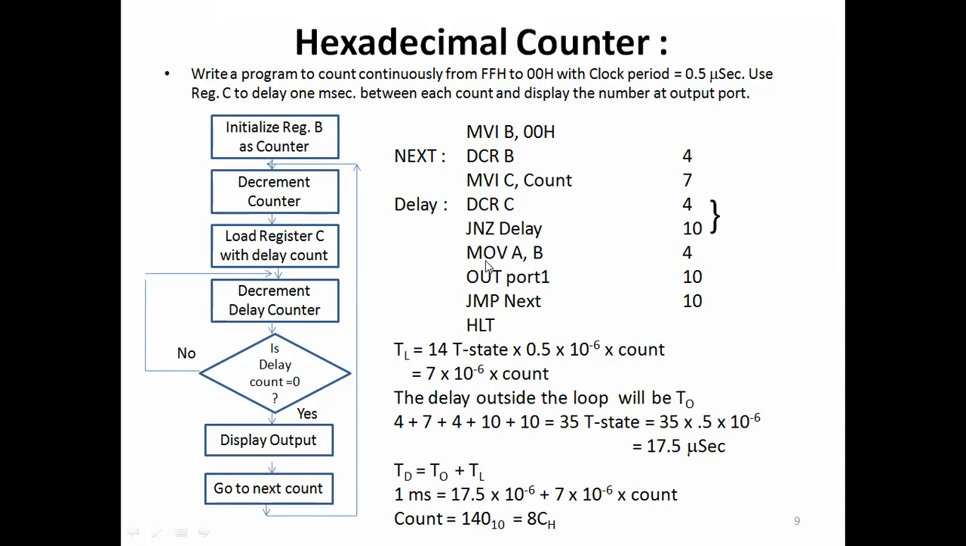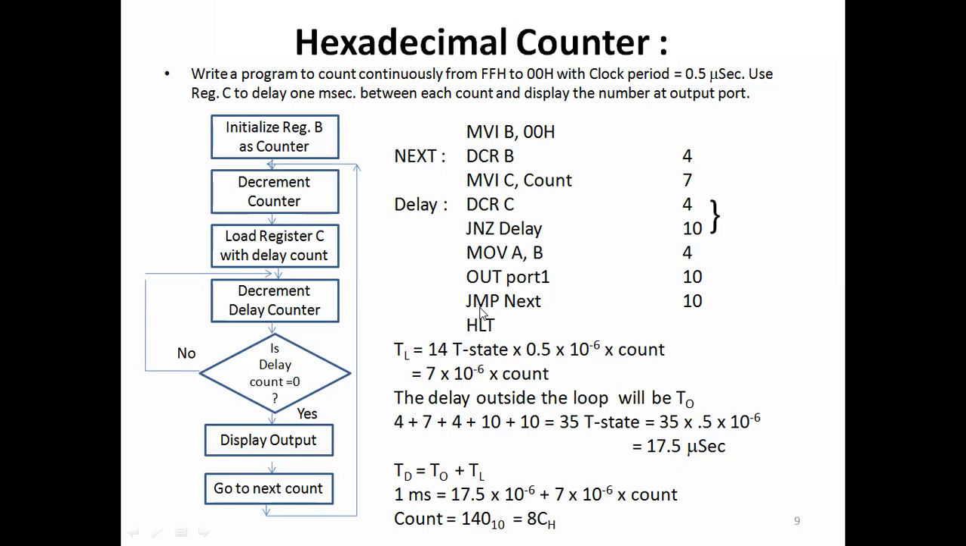And then what I have done is copy the value of B into A, and send this content of A to port 1. Now, what is the content of B right now? The content of B is FF. It will be copied into the accumulator, and this accumulator content, that is FF, is sent with the output instruction. It is received at port 1. And what is at port 1? At port 1, we have an LED segment display. So it will be displaying FF.